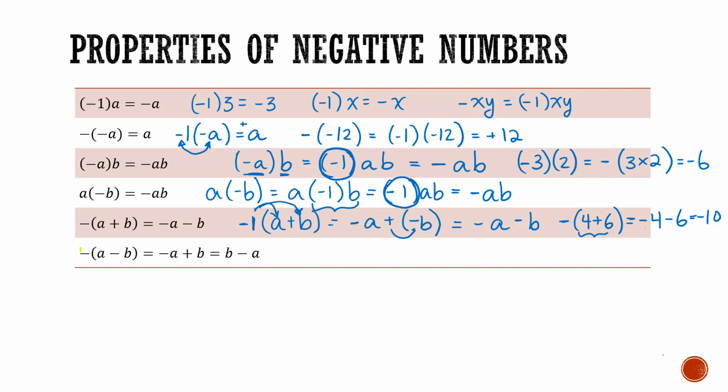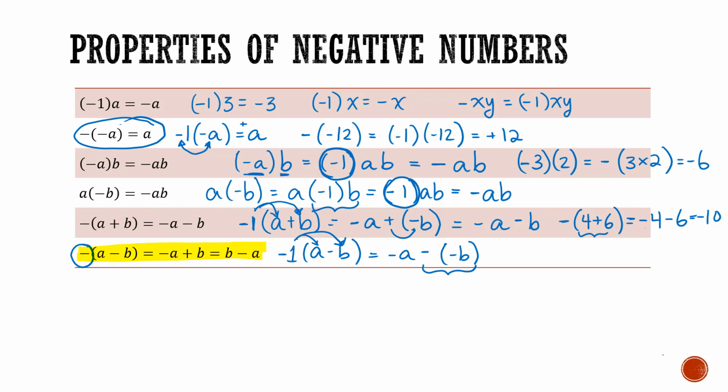Now for our final rule here, we have negative times, in the brackets, a minus b is equal to -a plus b, or b minus a. Once again, let's think of that lone negative term as -1 times a minus b. So then we distribute that negative to each term within those brackets, and we get -a minus -b. Now we're subtracting a -b, which really is the same as adding a positive b. So we get -a plus b.